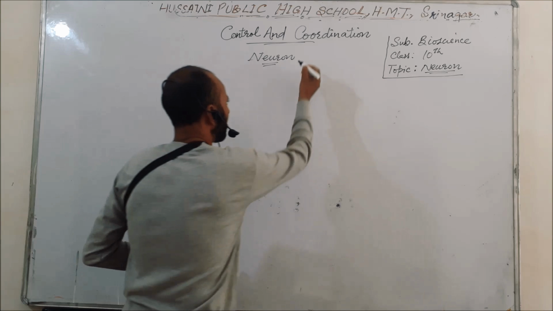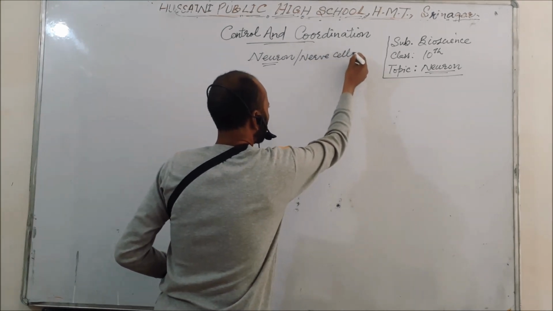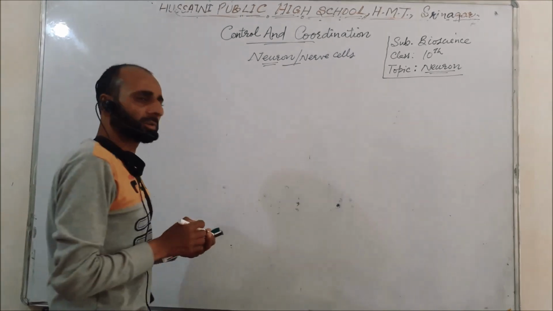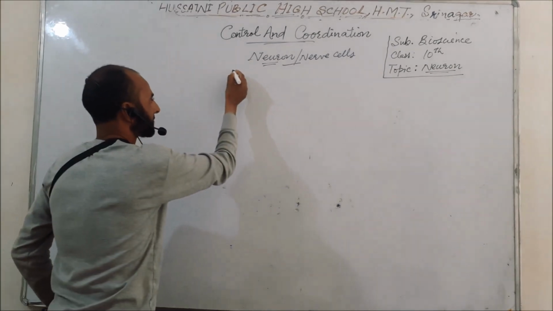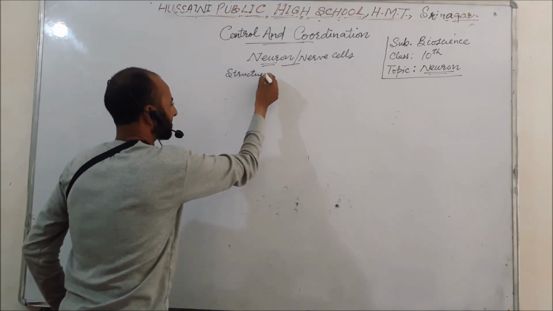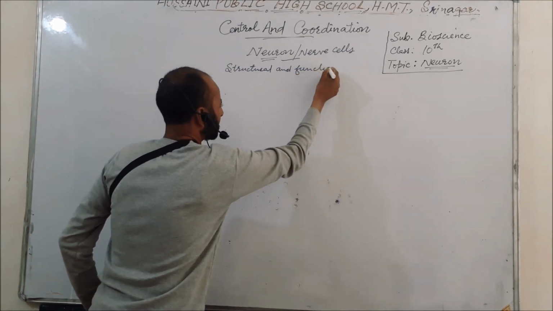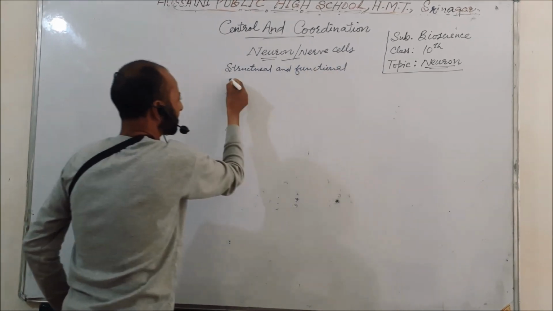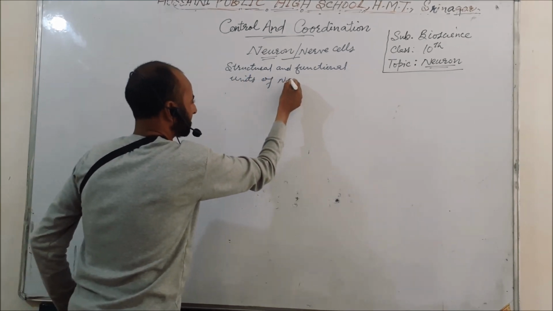Neurons are also called nerve cells. What are the neurons? How can you define the neurons? Neurons are the structural and functional units of the nervous system.